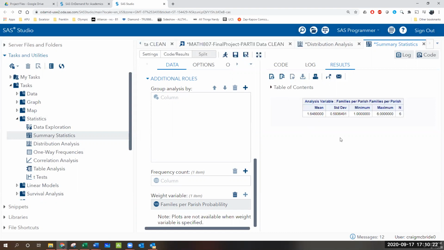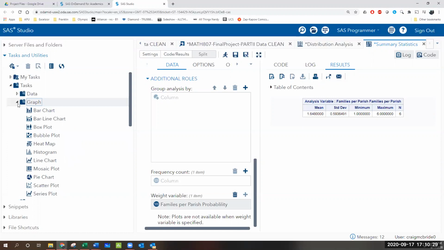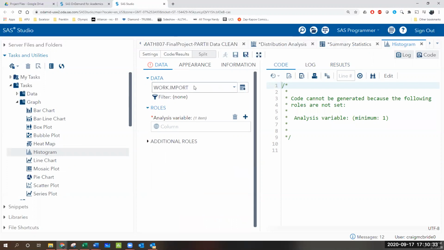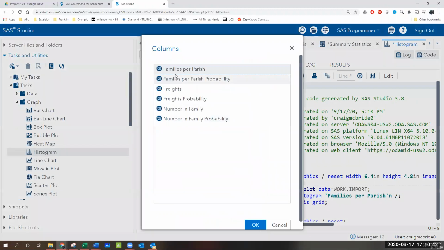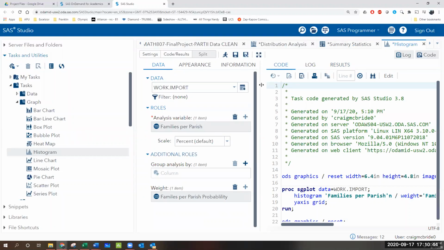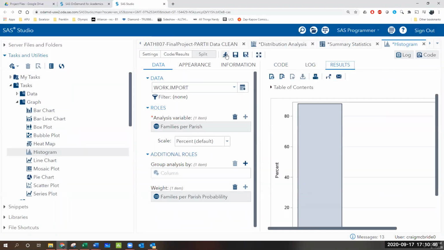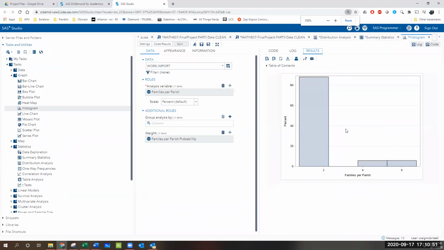Now, if you go and do a histogram for these things, which is totally fine, I'm going to show you the difference between the two and show you why I think the bar chart is better. If we run a histogram, again, it's the same setup. We're going to put families per parish, and again, we have to weight them by families per parish probability, and then run it. It looks terrible. That's a terrible histogram because it just gave us 4 things.